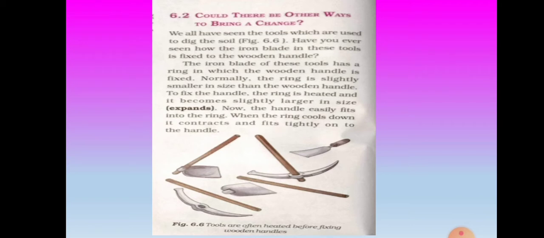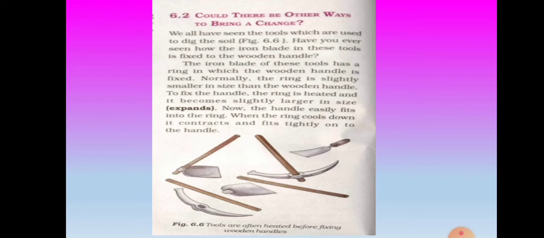So today we will discuss part 2 of the science subject, lesson number 6, Changes Around Us, from 6.2. Could there be other ways to bring a change? Yesterday, in the previous part, we discussed reversible changes and irreversible changes. In reversible changes, the reversal was possible and we could get the original substance back, whereas irreversible change was a permanent change that cannot be reversed, and we have seen some examples also. Now today we start from 6.2.